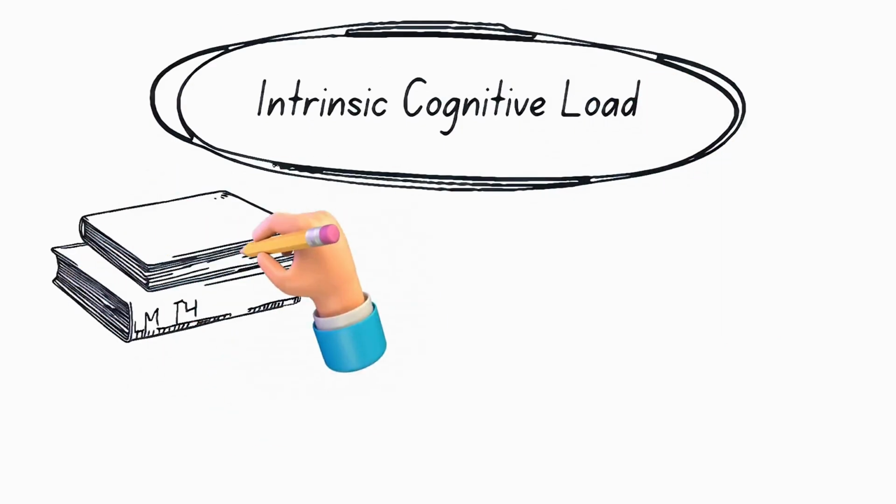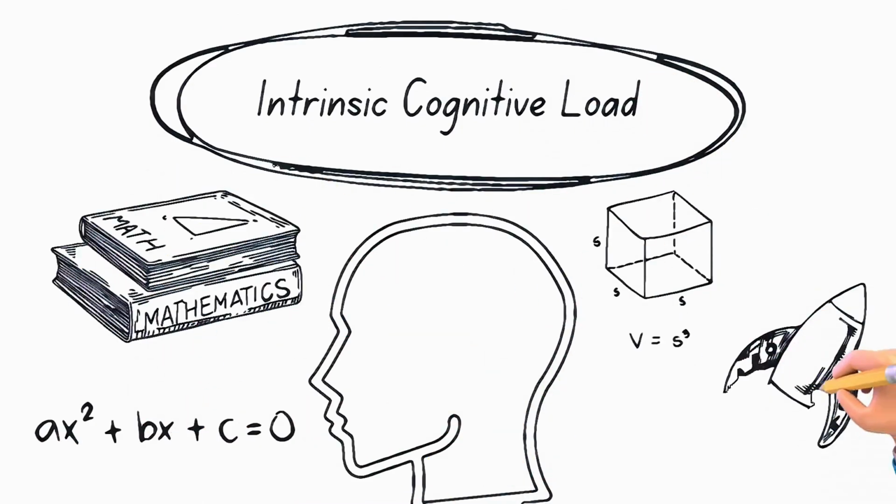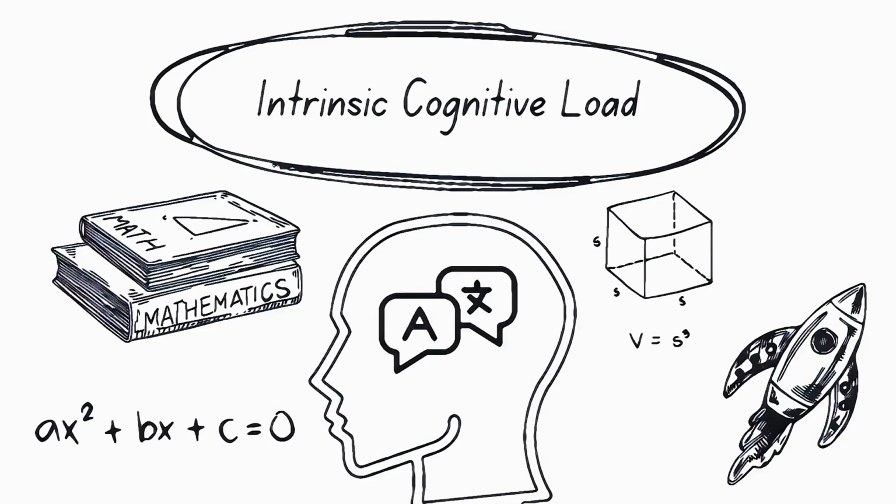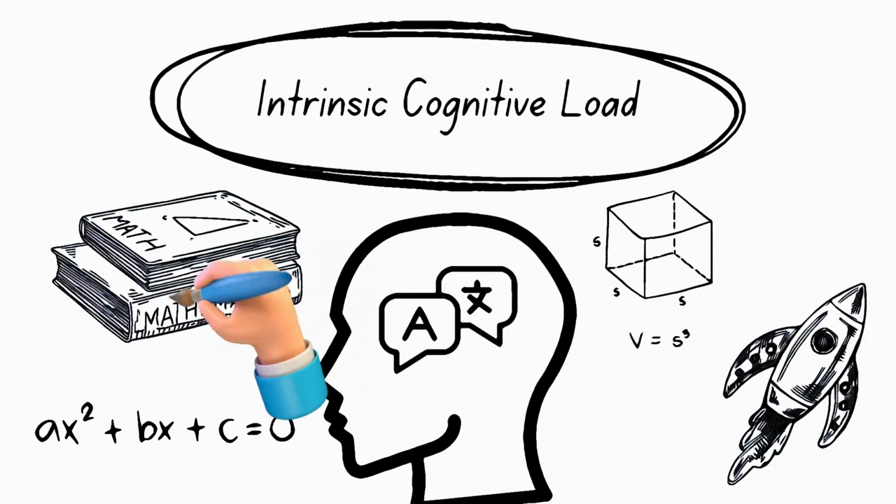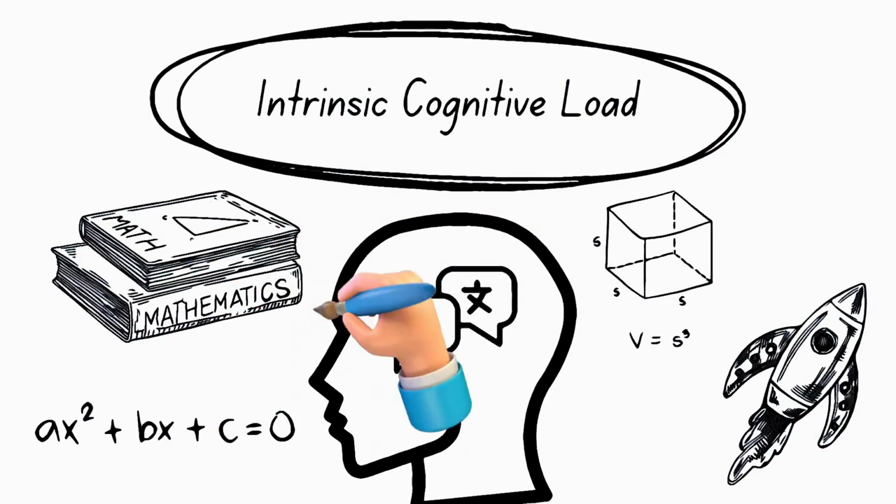There are three types of cognitive load: intrinsic, extraneous, and germane. Intrinsic load is the difficulty of the material itself. For example, learning a new language has a high intrinsic load because it's hard to learn a new language.